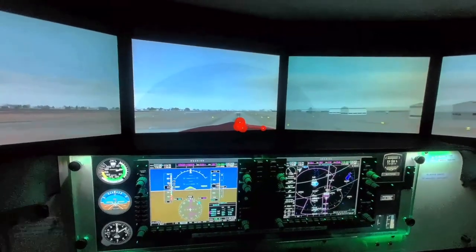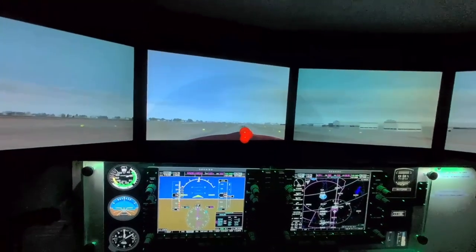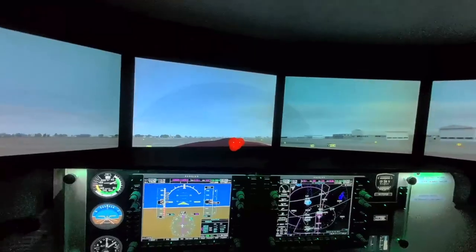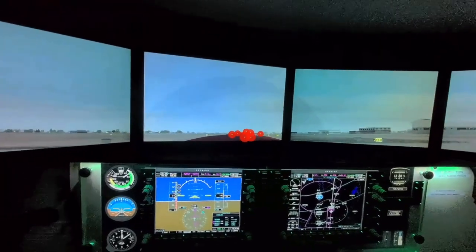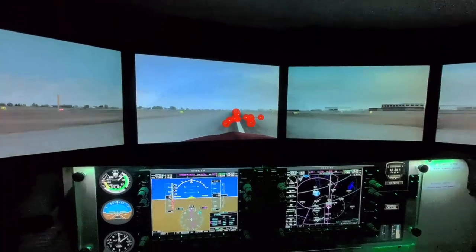Rounding out and focusing on the runway. Keeping gaze centered near the end of the runway during the flare. Welcome to San Jose, California.